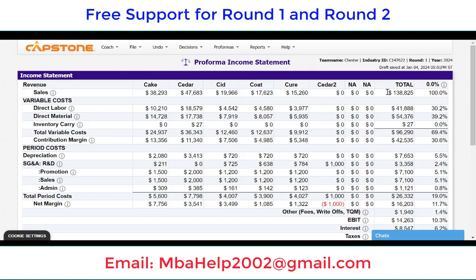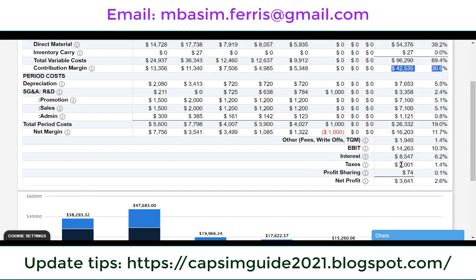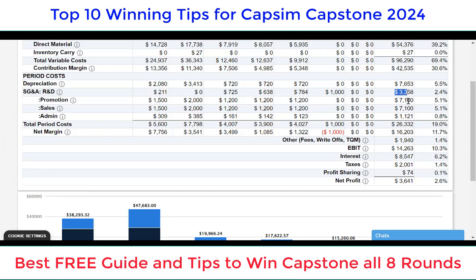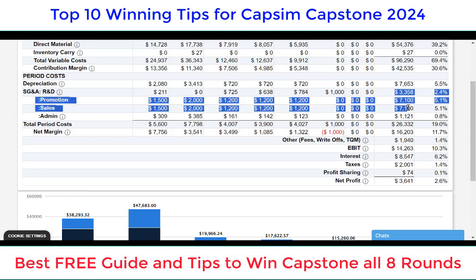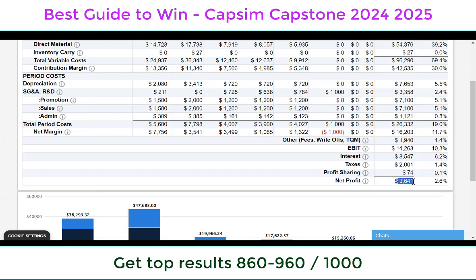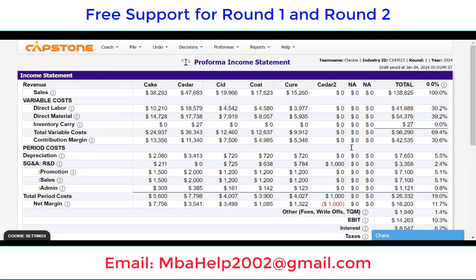So you see you get very good sales here, and 30% contribution margin, and also some thousand here in early rounds. It is normal because you see that we spend here 17 or 18,000 on promotion and sales and R&D. So we keep some positive profit in rounds 1, 2 and 3. From round 4 we can have top sales and profit.